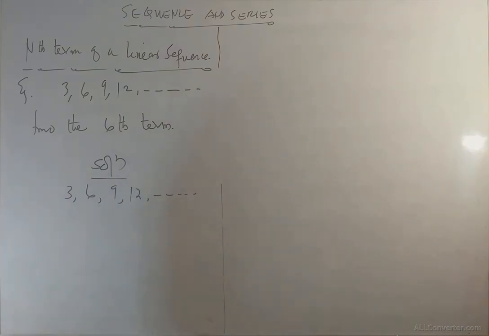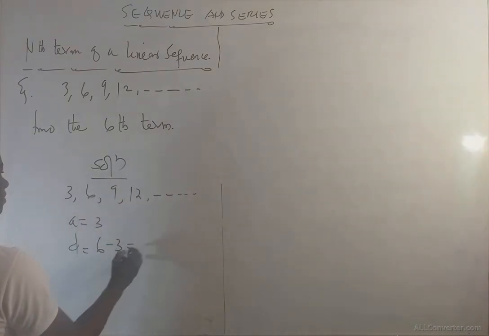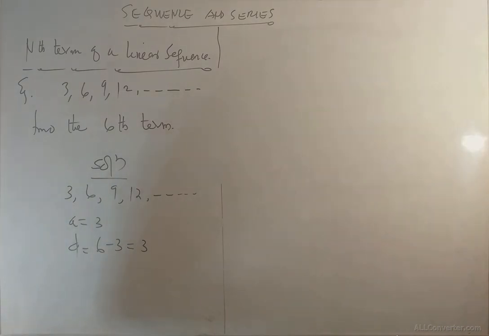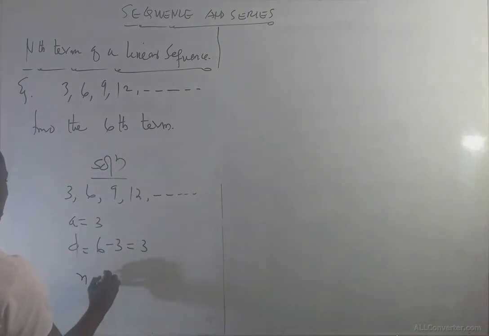So here the first term is equal to 3. And the common difference is the second element minus the first element, that is 3. Or the third element minus the second element, 9 minus 6, will still give you 3. Or 12 minus 9 will still give you 3. So that is how we calculate the common difference. Don't forget, you have to find the sixth term. That means n is equal to 6.